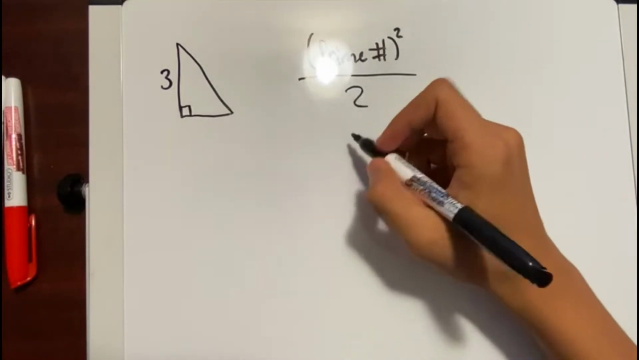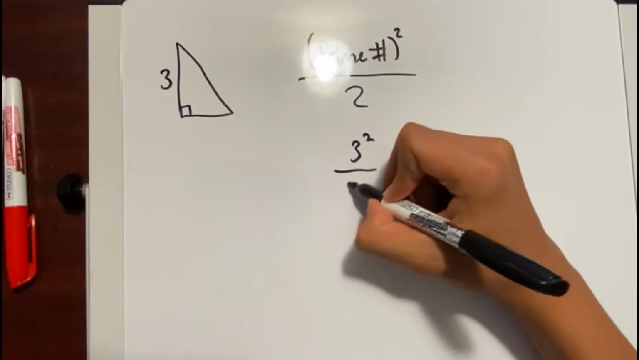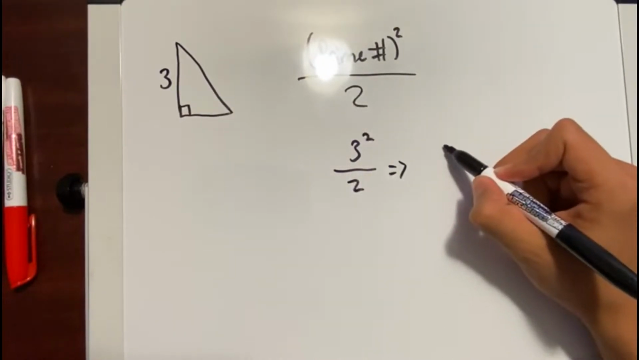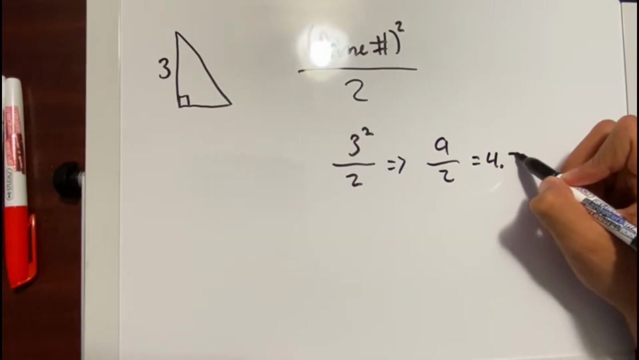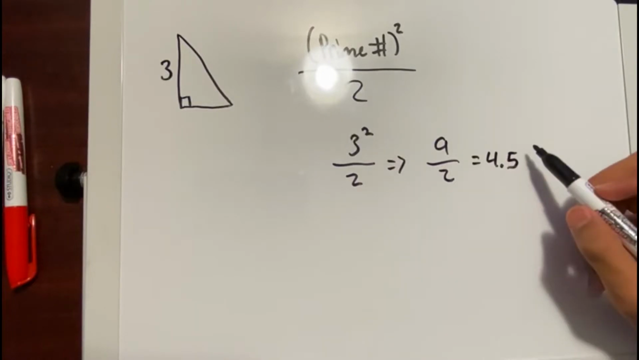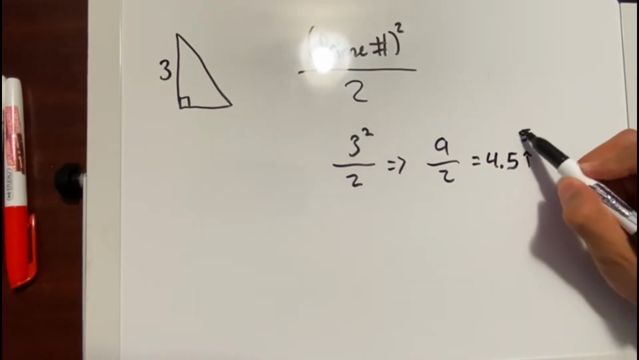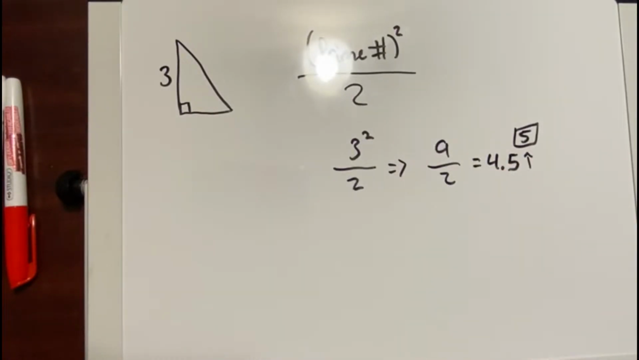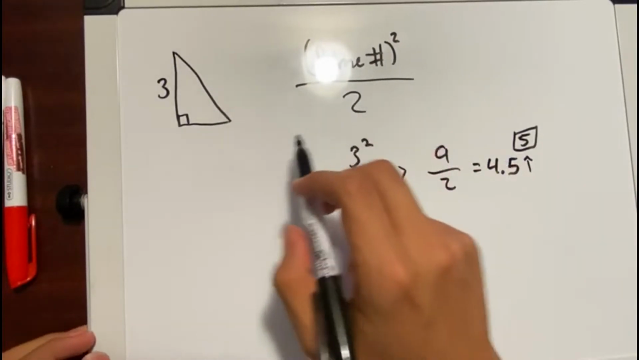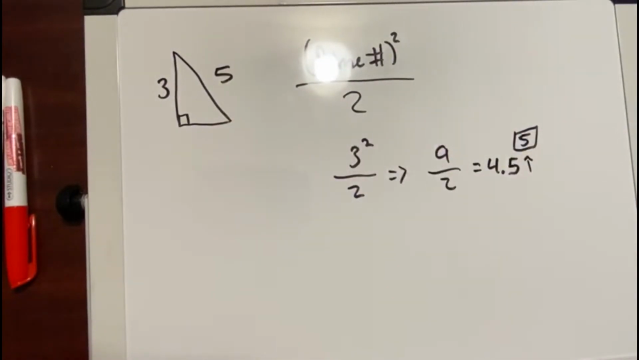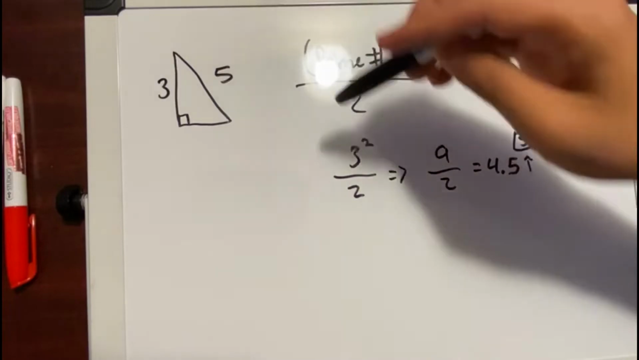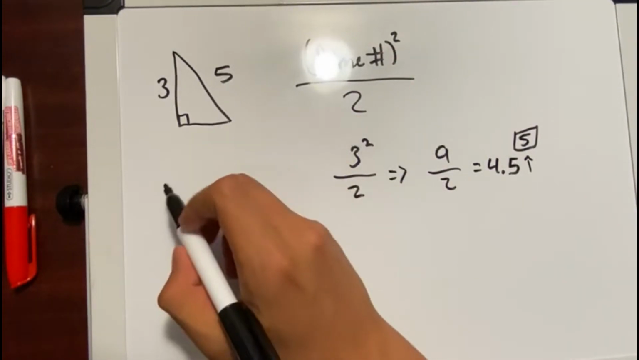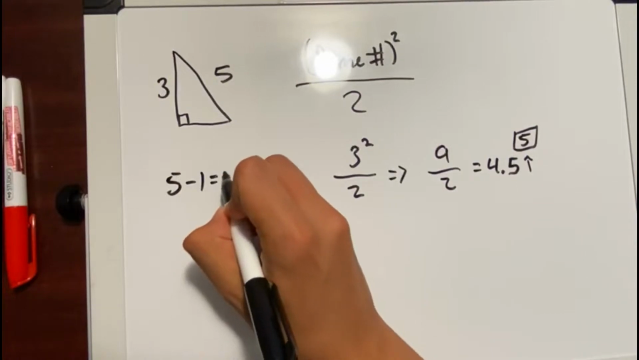So for us, we have 3 squared over 2, so we get 9 over 2, which is 4.5. And in this case, we're going to round up, so we get 5 after using the formula. So once we get 5, we're going to put that into the hypotenuse slot as the value of the hypotenuse. So basically, whatever you get after this is the value of the hypotenuse, and then whatever that is, you take that and you subtract 1 to get the last leg.